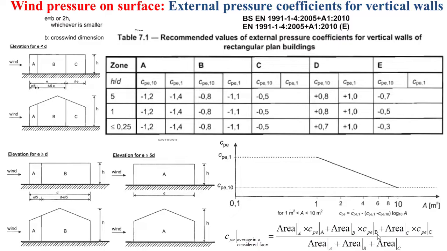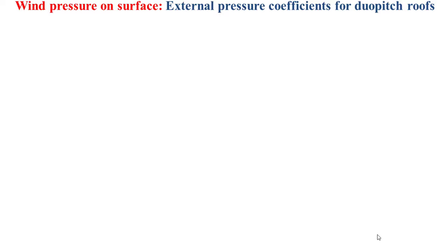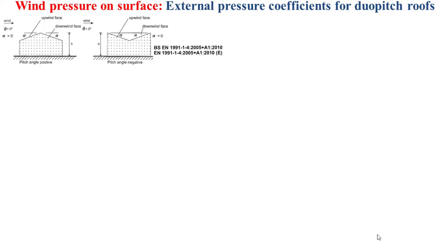And finally, you can determine the global CPE in the considered phase as an area weighted average of the different CPE in the different zones, as it is indicated by the formula that you see in this slide. Now for the external pressure coefficients for duopitch roofs, and the duopitch roof is indicated by the figure that you see now in this slide.